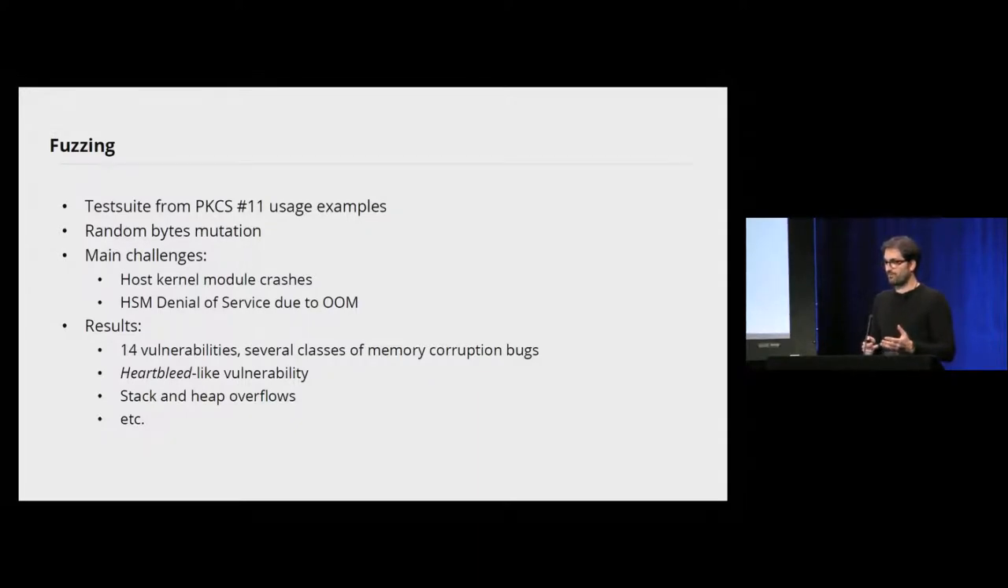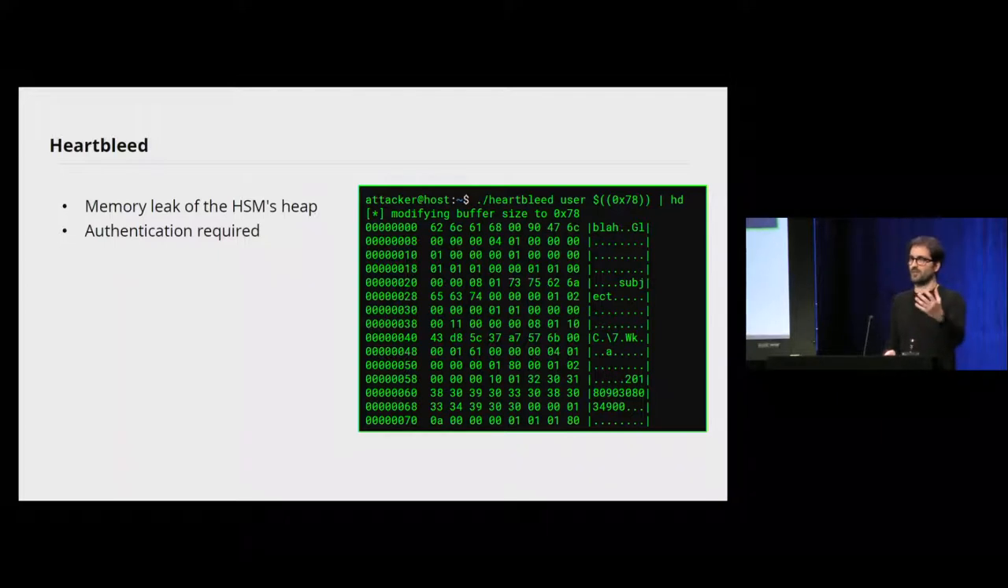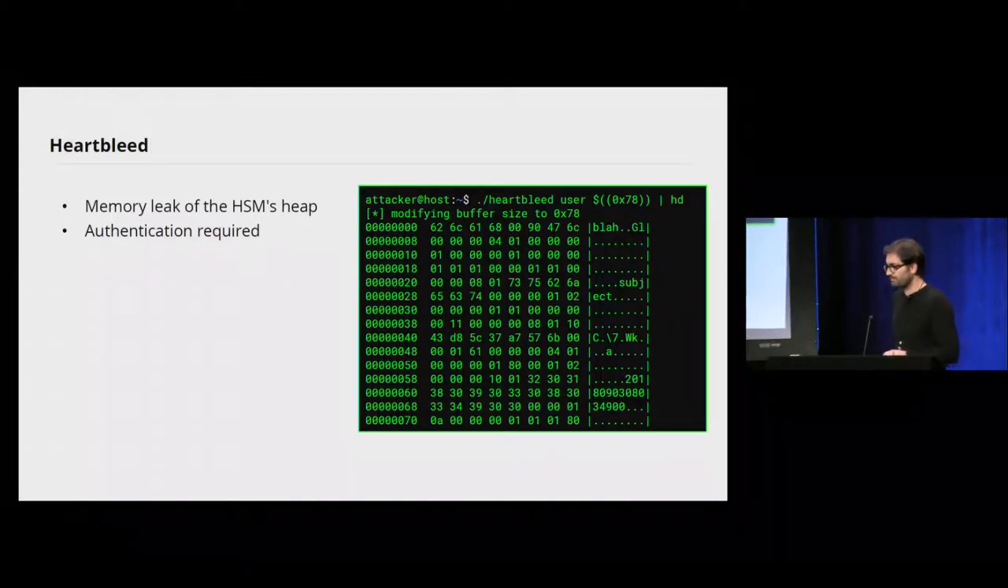All of them were more or less exploitable, and all of them were memory corruption bugs. I will present two of them now. The first one is quite similar to Heartbleed, which was a vulnerability in OpenSSL that allowed you, for example, to dump the memory of a server and retrieve its private key. Here we have quite the same bug, and we are able to dump the memory heap of the HSM. You can see here, at the top of the screen, the password of the admin slot we put on the device. So we can get really sensitive information like passwords and maybe encryption keys.